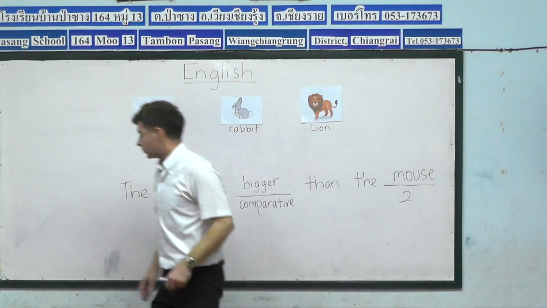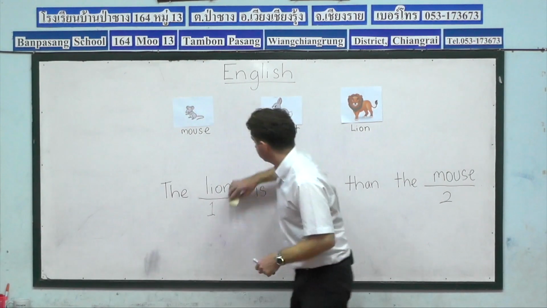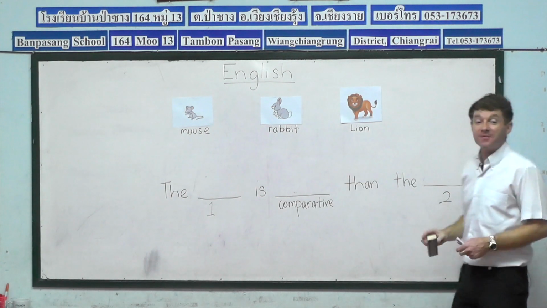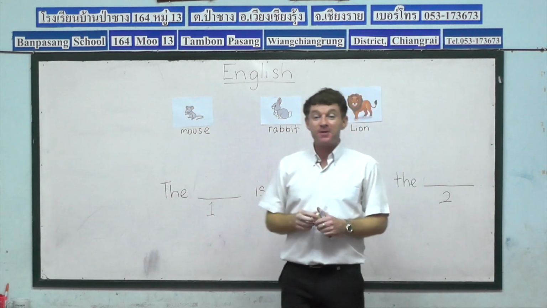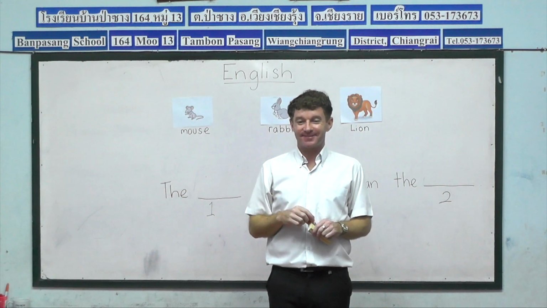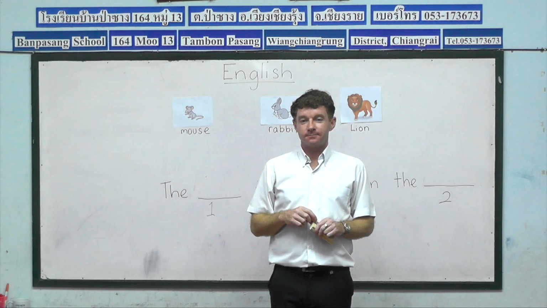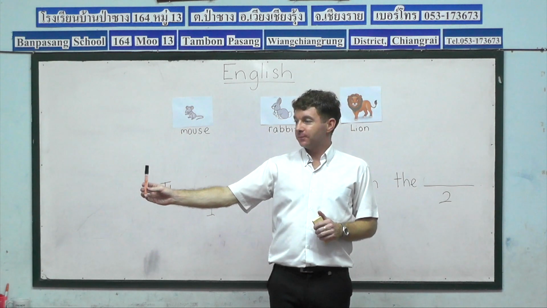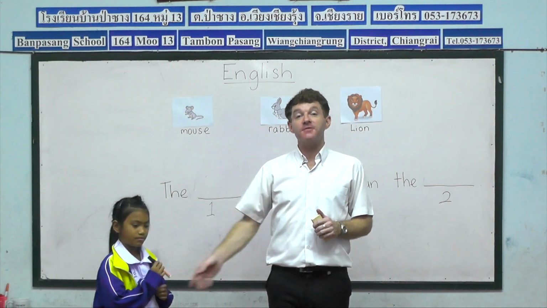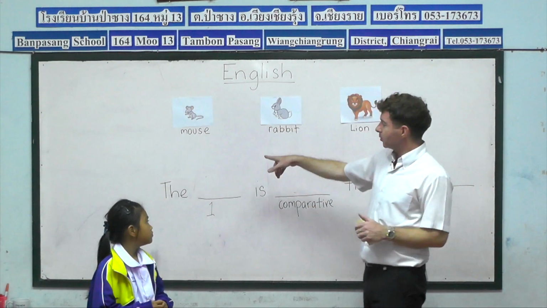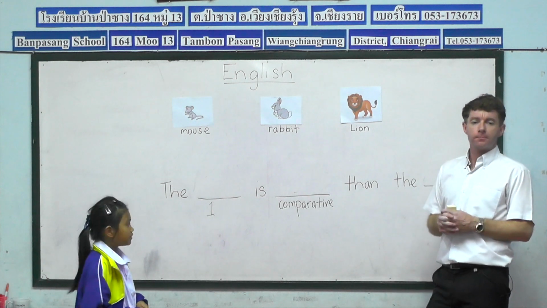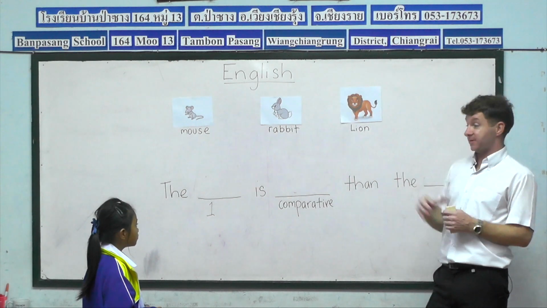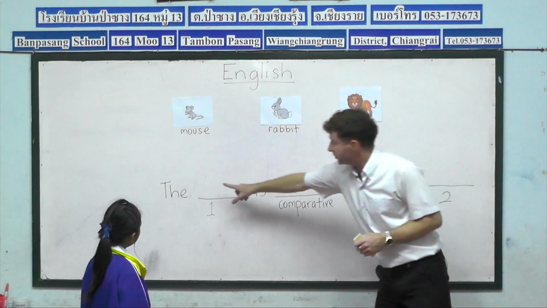Excellent. Okay, so what we can do now is use 2 more animals to demonstrate. So now I would like a volunteer to come and join me. Pak Bung, can you come and join me, please? So now Pak Bung is going to demonstrate how to write a sentence. This time, can we have a different animal as number 1? What shall we have as number 1 this time? Shall we have the rabbit? Pak Bung, can you write rabbit in here, please?